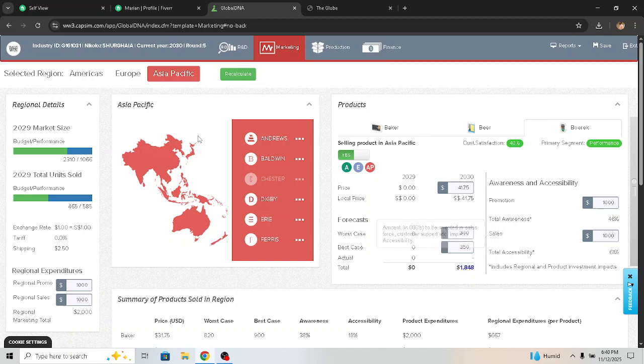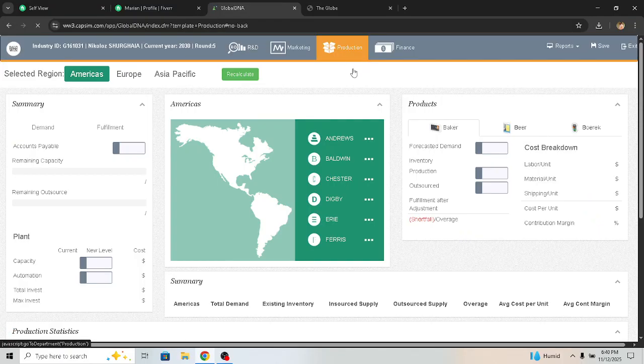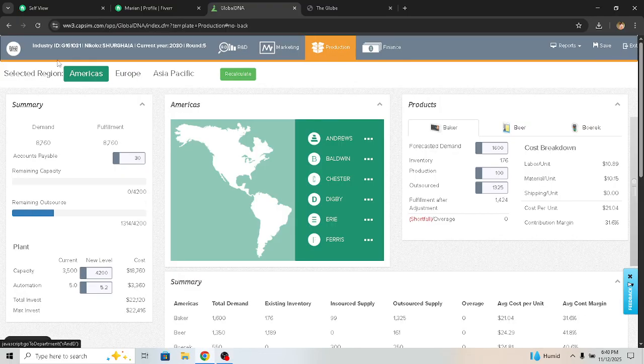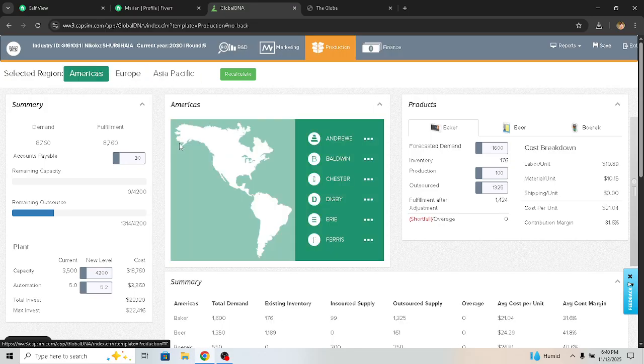With that, we are done with our decisions for the marketing page. In the marketing page, we are doing 3 areas: the Americas region, Europe region, and Asia Pacific. So with that, we'll just recalculate and move to the next decision making page, which is production. In production, we are also going to make decisions for 3 regions: the Americas, Europe, and Asia Pacific. So we'll start with the Americas.